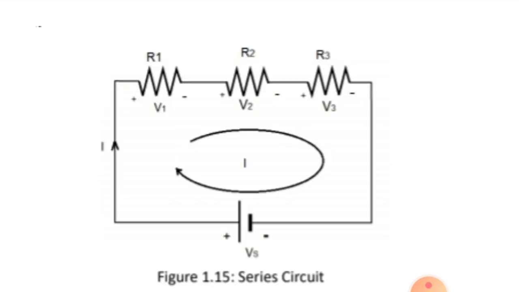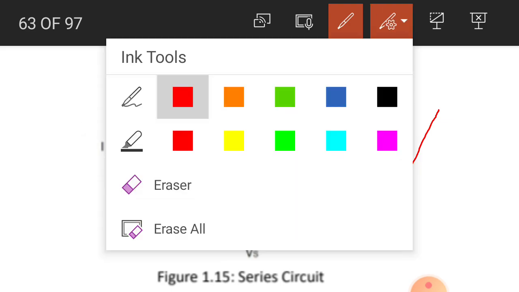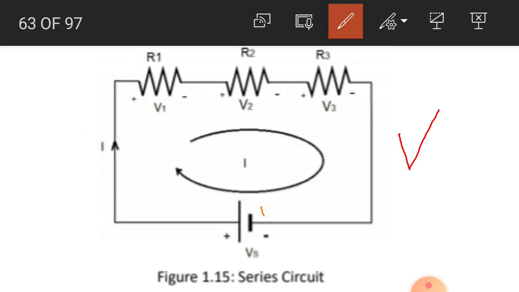We consider a simple series circuit as shown in figure number 1.15. We have applied a DC voltage source across the series combination of these three resistors R1, R2 and R3. There will be a DC current in the circuit which is represented by capital I.